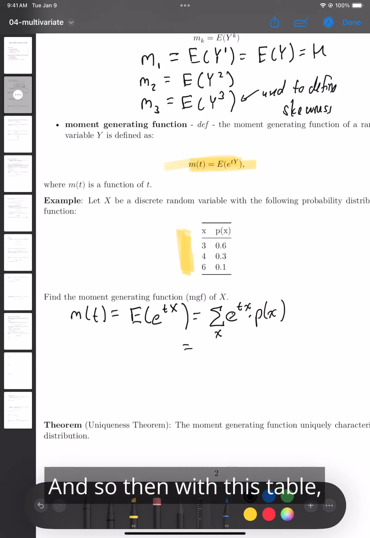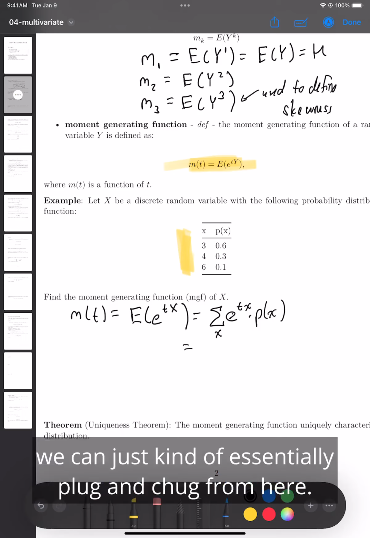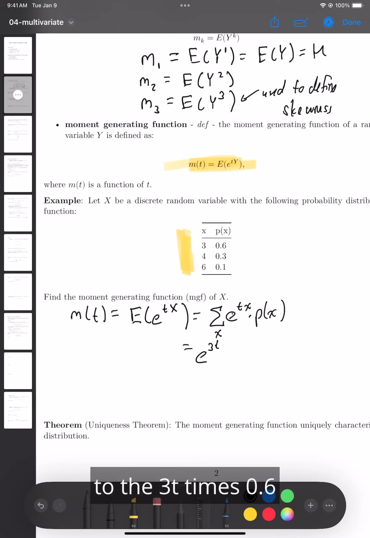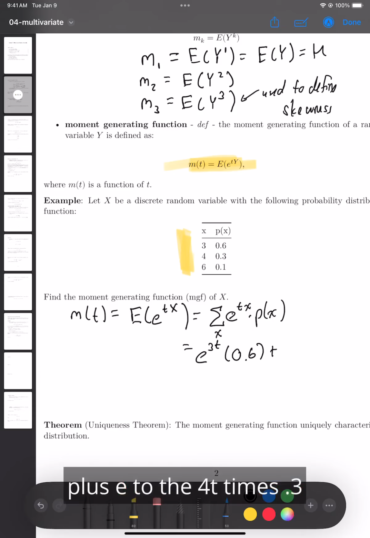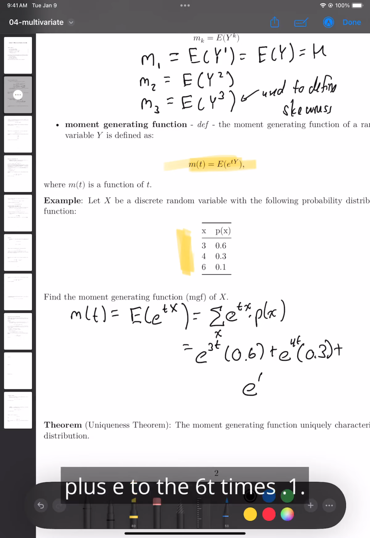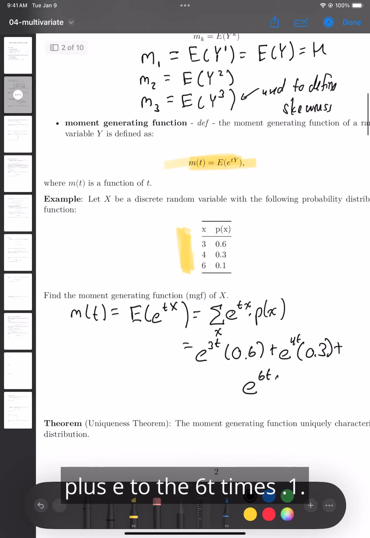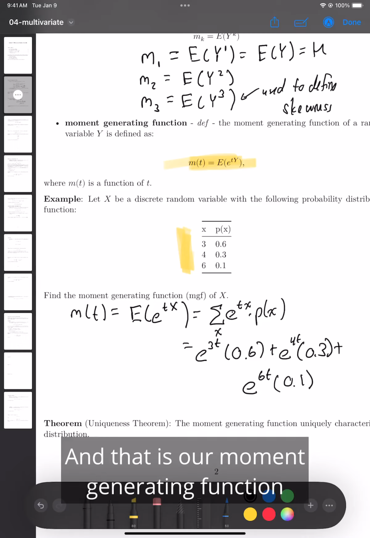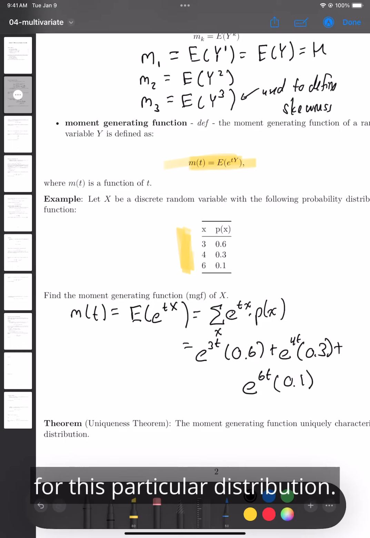And so then with this table, we can just essentially plug and chug from here. The moment generating function for this is going to be e to the 3t times 0.6 plus e to the 4t times 0.3 plus e to the 6t times 0.1. And that is our moment generating function for this particular distribution.